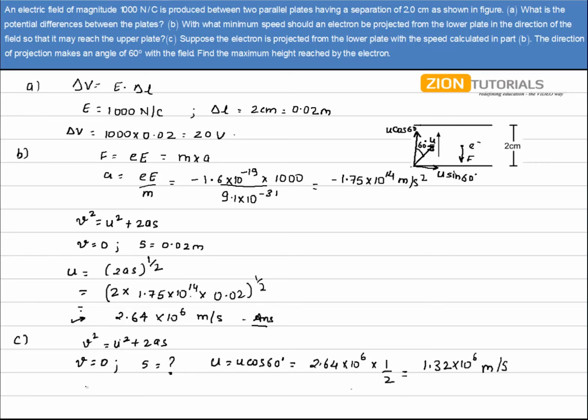On substituting all the values, we get s as u square by 2a, that is (1.32 into 10 to the power 6) whole square divided by 2 times acceleration, that is 1.75 into 10 to the power 14, which comes out to be 0.50 centimeters. That is our answer.